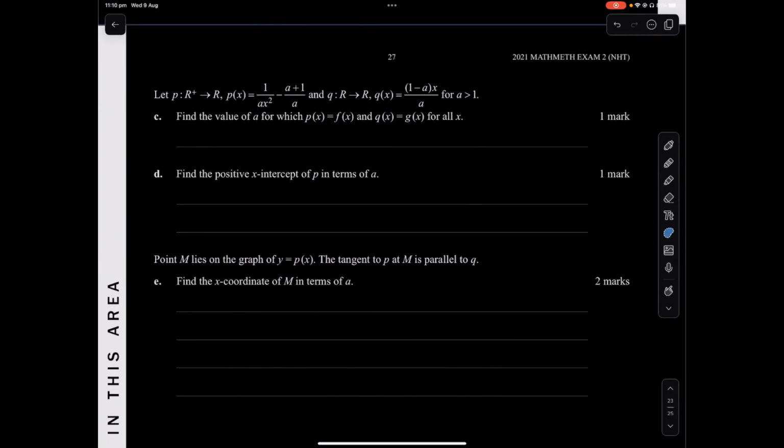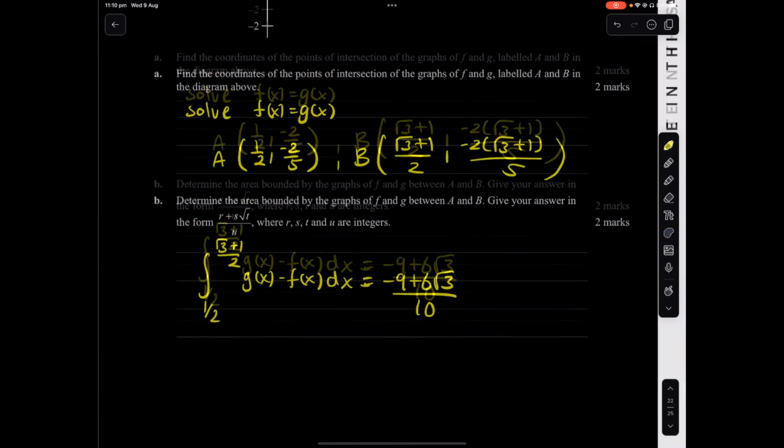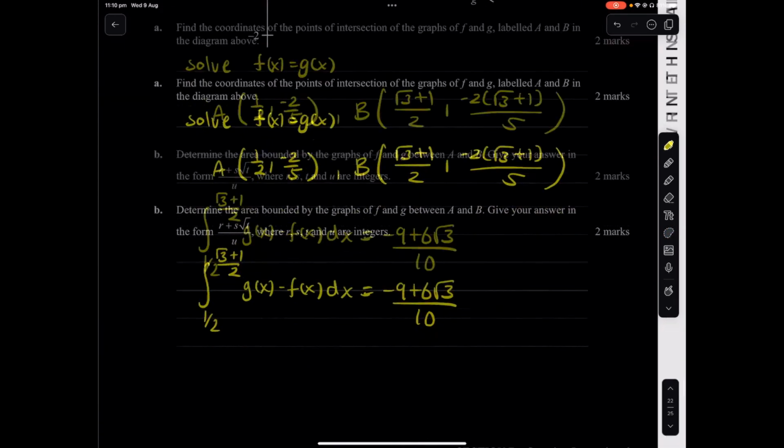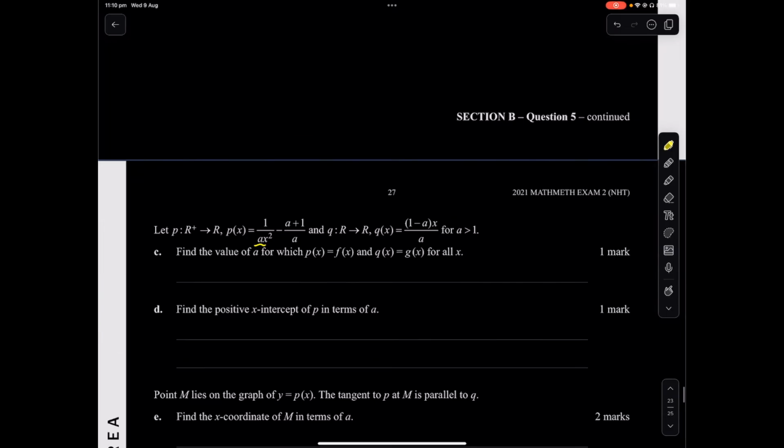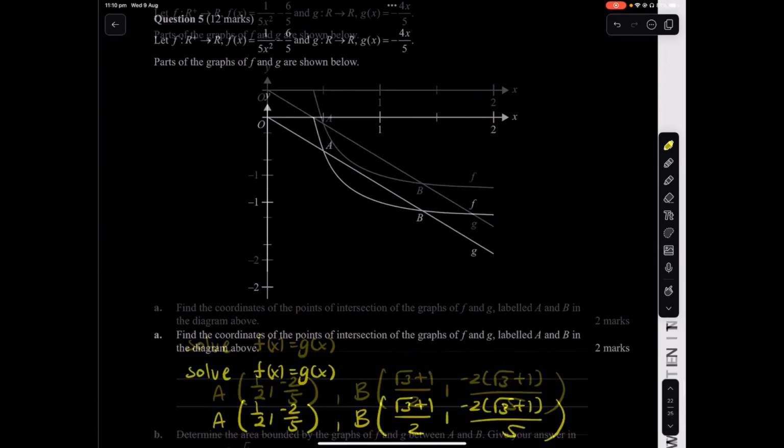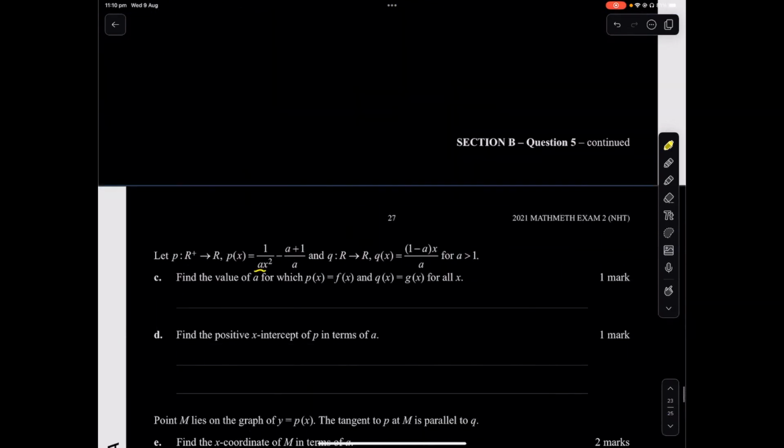Okay, P is this and Q is this, where A is greater than 1. Find a value of A for which P of x is equal to f of x and Q of x is equal to g of x. Because they're similar, we have A over here. What's our A there? 5. So 5 plus 1, 6. Yeah, so A equals 5. That'll give a similar.